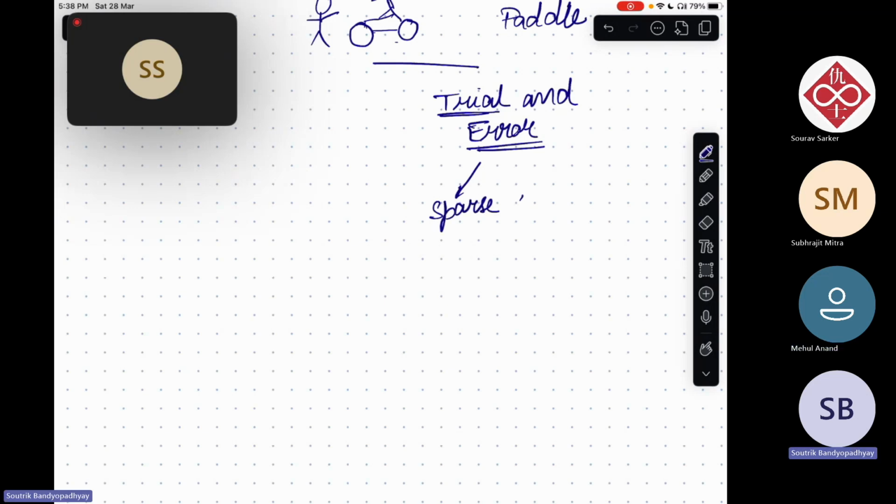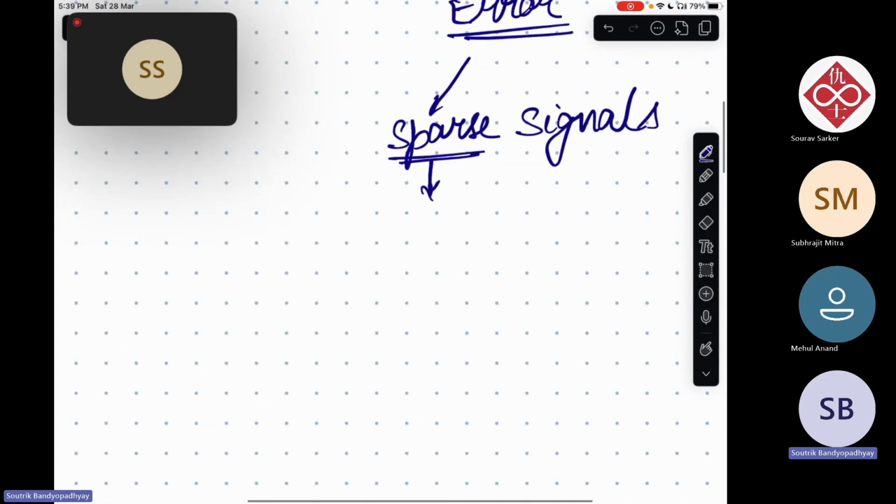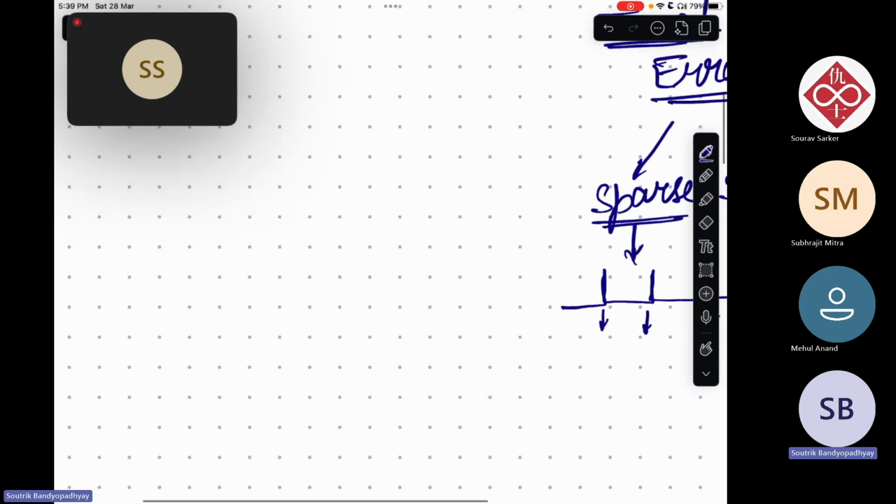What do I mean by sparse, and what do I mean by signals? Let's just dissect a bit. So sparse implies that it's not continuous throughout time. In other words, I get the signals at some discrete intervals in time, right? And this signal or this feedback can be positive or negative. So let me give you a further example.